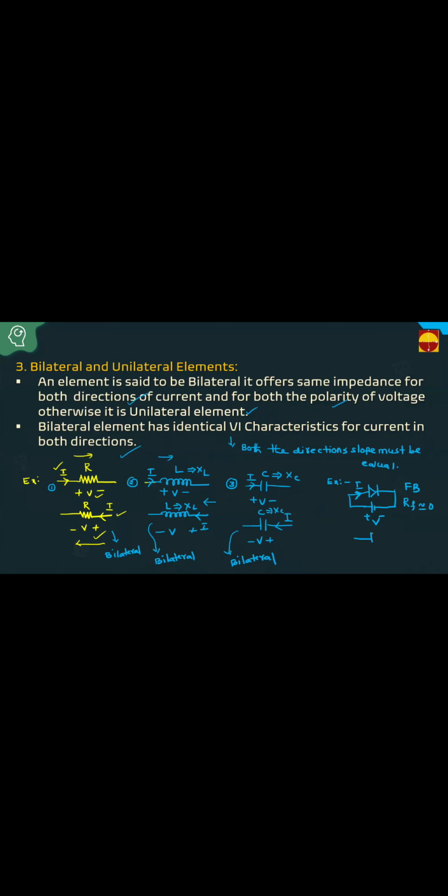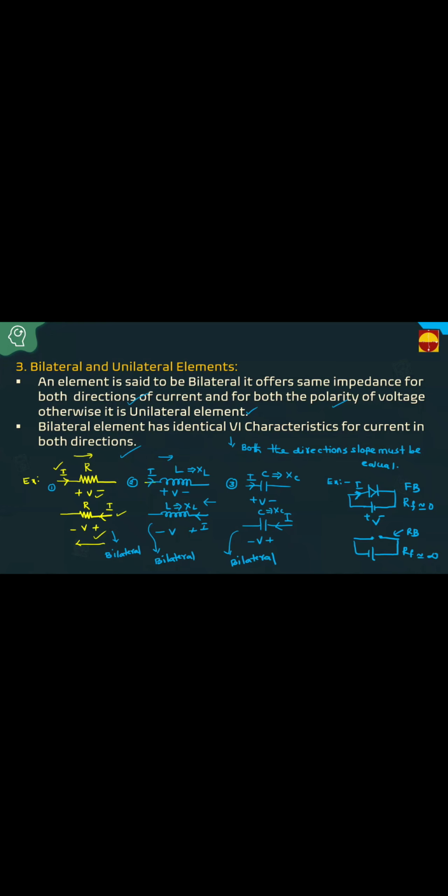Now, I am changing the polarity for the diode. If you change the polarity for the diode, this is under reverse bias condition. Under reverse bias condition, what about the diode? Does the diode act as an open switch or closed switch? Open switch. Diode under reverse bias condition acts as an open switch, whose resistance is infinity. Now tell me, students, is it a bilateral element or a unilateral element?